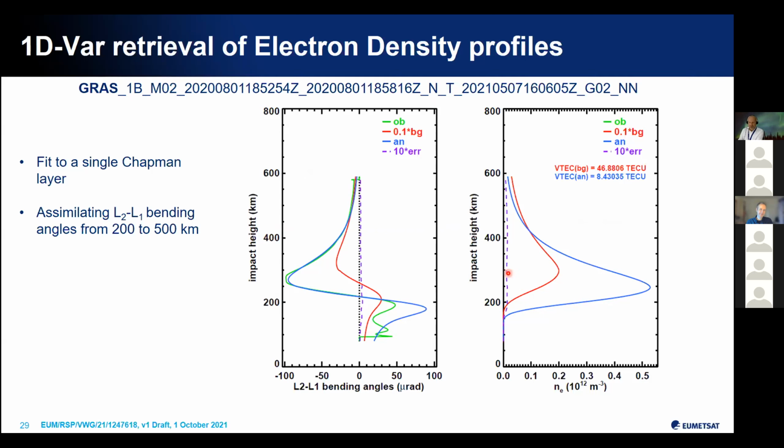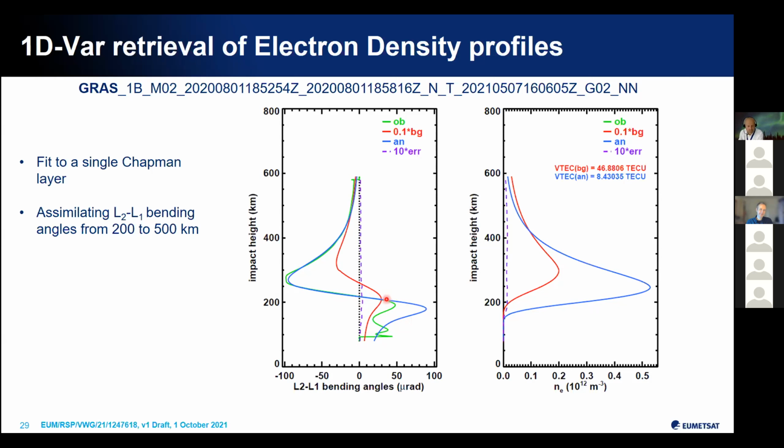The results are shown here in terms of electron density profile and on the observation space profile, which is the difference of L2 and L1 bending angles, L2 because we are talking about GRAS. You can see here the observations fitted with one single Chapman layer model. Once it is forward propagated, here is the background. We can see that the 1D-Var tries to follow the observations here in green. The final result is the blue line.